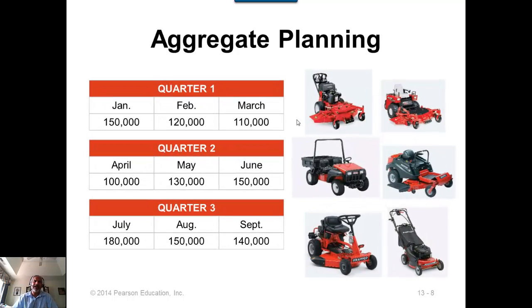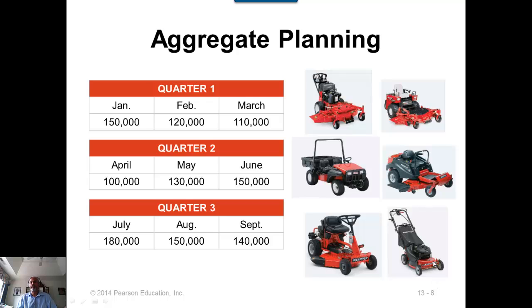So here is an example of the aggregating process. Suppose you have a company that produces these 6 different lawn products. Now, you're not going to do an aggregate plan for each and every one of them. You have to now combine all of these 6 different models. And as you can see, 1 unit of this is not the same as 1 unit of that, or any other product for that matter. The resources needed, the labor needed, the materials needed are going to be different. So you cannot simply say 1 unit of this plus 1 unit of that.